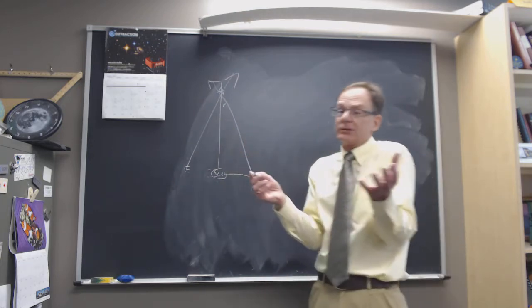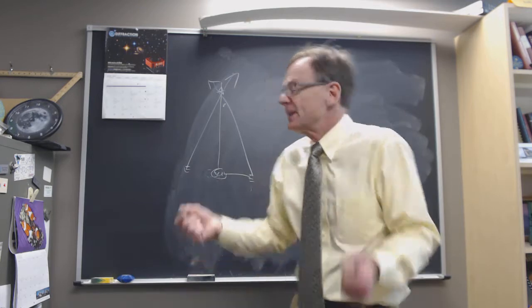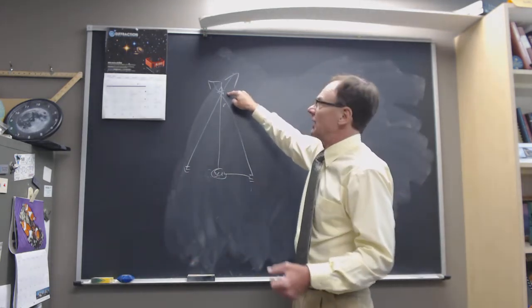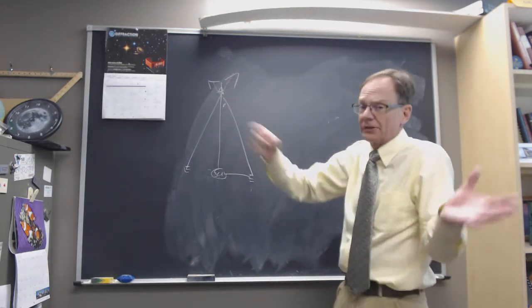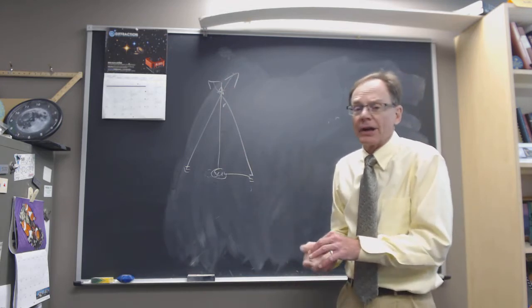Now, a few things are important to note right there. This star has to be nearby. If all the stars are at the same distance, they're all jumping back and forth the same amount, and you're not going to see this.